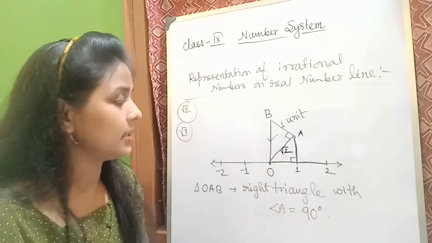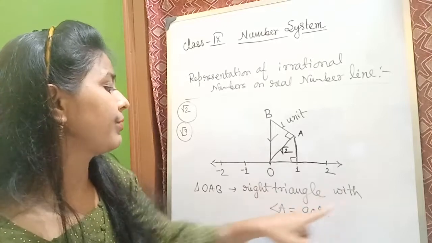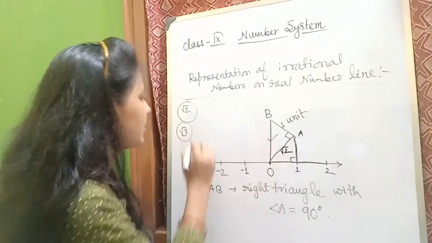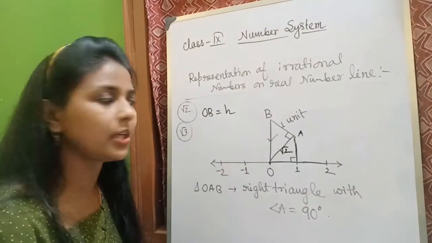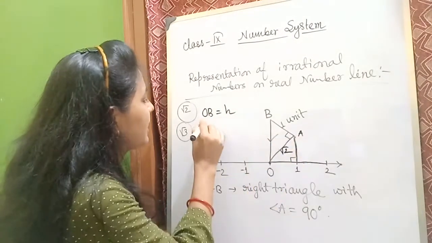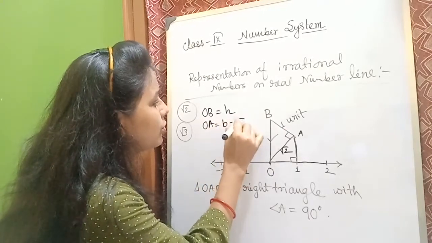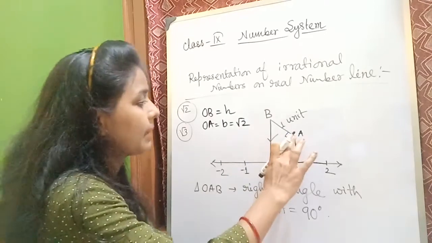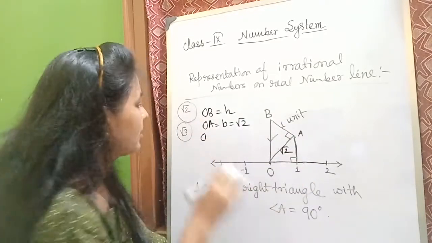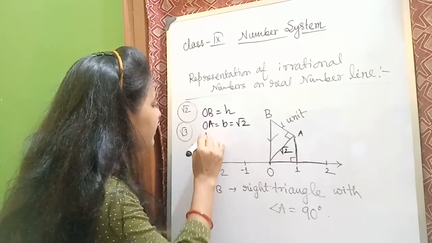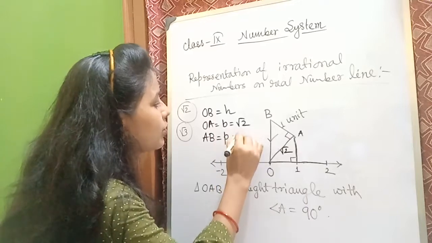Angle A is 90 degrees, so OAB is a right triangle with angle A 90 degrees. That means OB is the hypotenuse, OB equals H. The base is OA, which is root 2, as we already got from the root 2 calculation. Then AB equals the perpendicular P, that is 1.